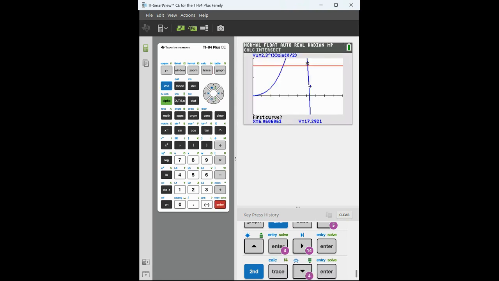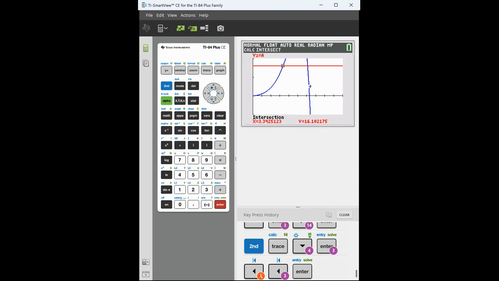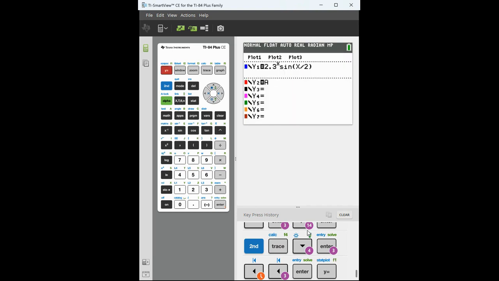Okay, so intersect, first curve, enter. Second curve, enter. Guess. So now I need to get close to my other point of intersection. And it's 3.343. So at 3.343 hours, Kimberly is traveling at her average velocity. Okay. So that's Kimberly. And then Varog, we're going to do something similar, but again, his is not hers.